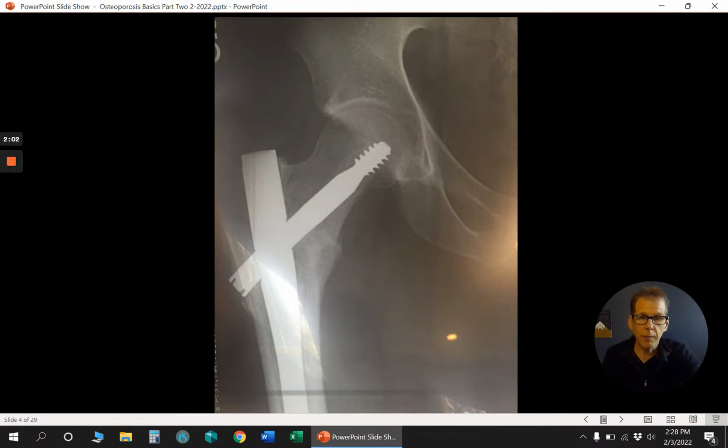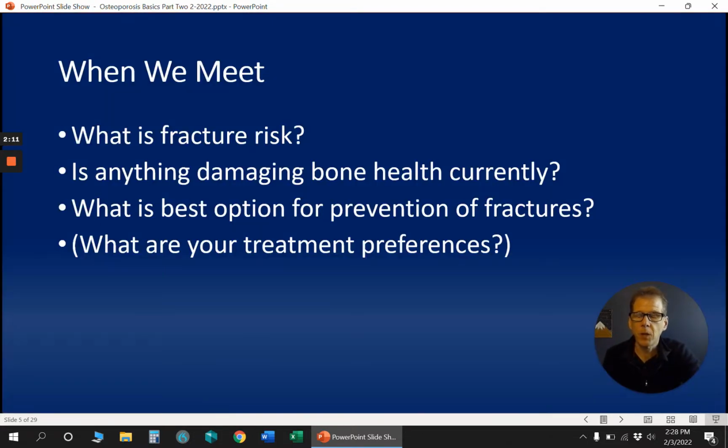I told you a little story about my hip, which you can see here. I still have that hardware in today, more than 20 years after that fracture occurred when I was 30 years old. We talked about how when we meet, I will typically go through at least these 4 questions.